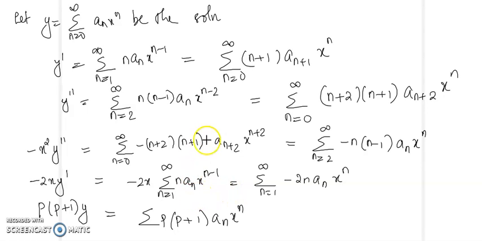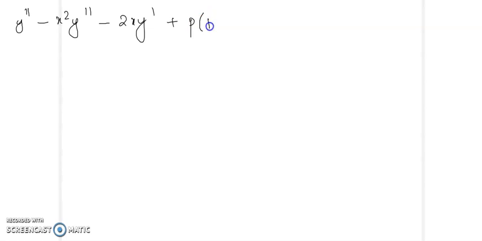Now let us substitute these terms into the equation. Okay. So our equation is 1 minus x square. Okay. So let me write it as y double dash minus x square y double dash minus 2x y dash plus p into p plus 1 y equal to 0, and let us substitute these series. So that will be summation n plus 1 into n plus 2 a n plus 2 x raised to n.